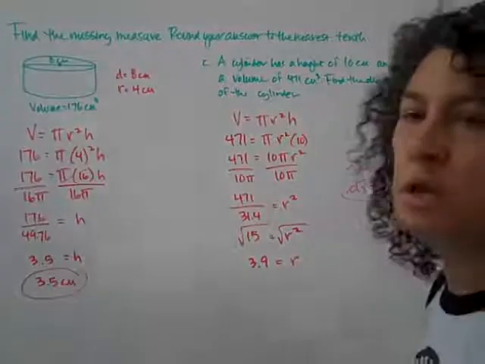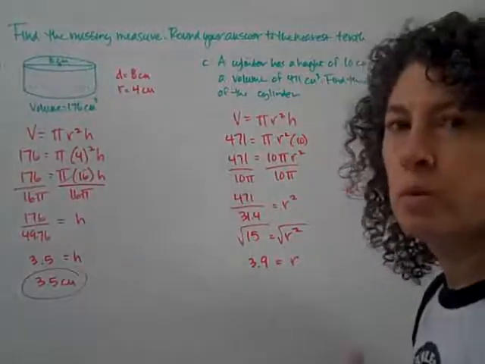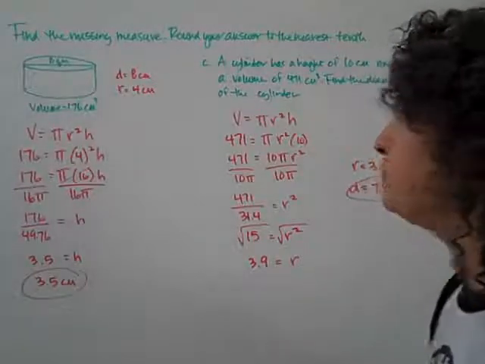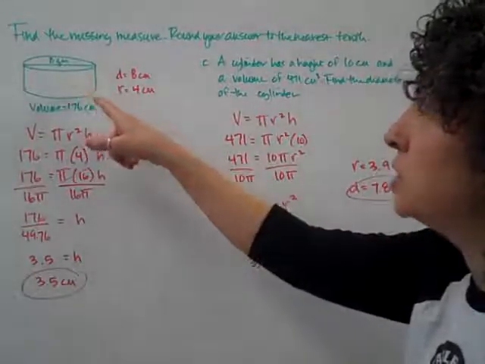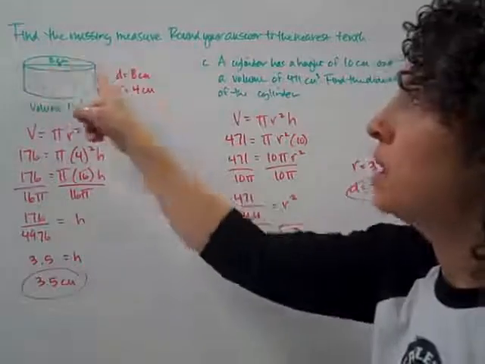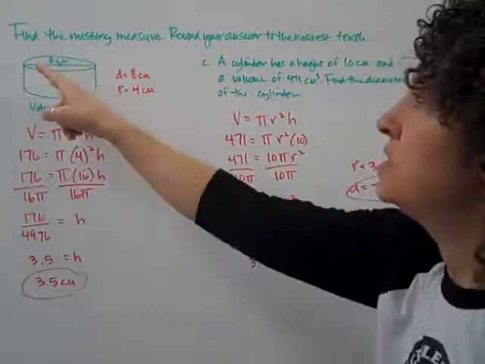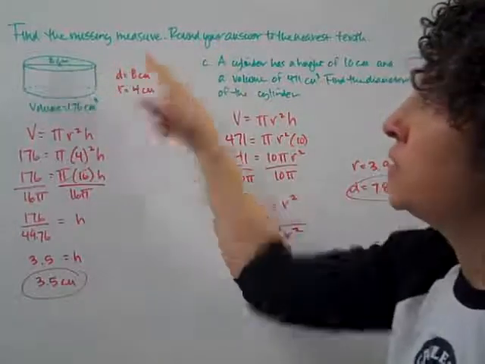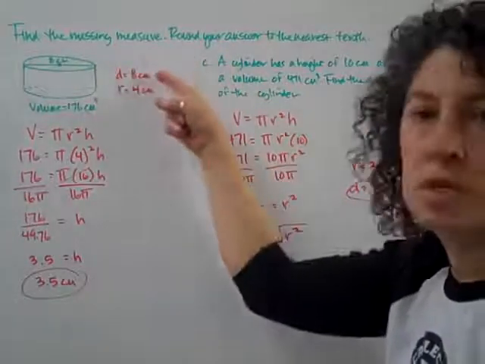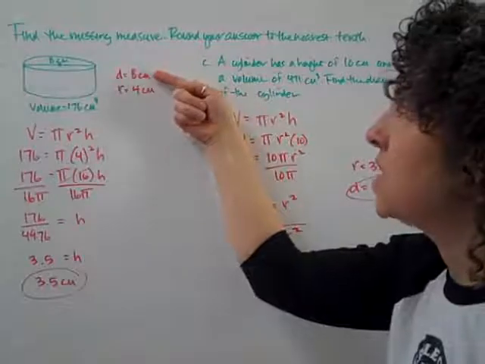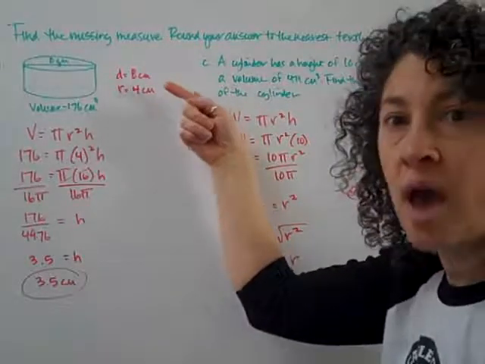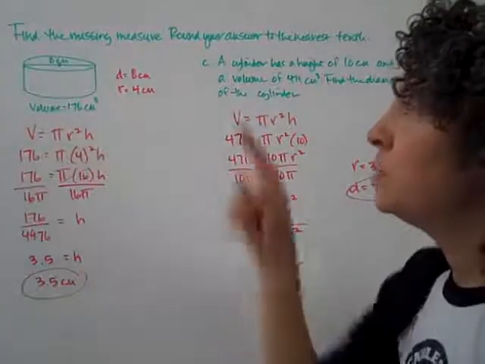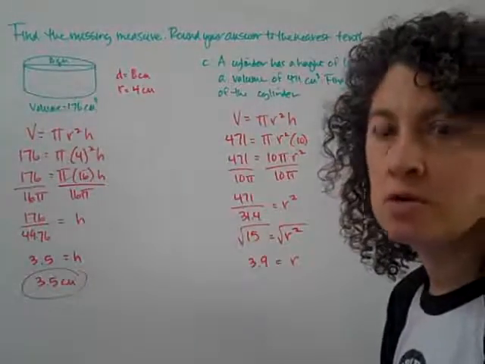Let's say we're not looking for the volume. Let's say we know the volume and we're looking for another missing dimension. So we've got a cylinder here that has a diameter of 8 centimeters. So notice that this is not a radius, this is a diameter. So the first thing I want to do is figure out the radius. So if the diameter is 8 centimeters, the radius is half of that, so the radius is 4 centimeters. They've given us the volume of 176 centimeters cubed.